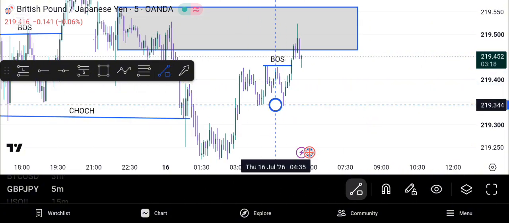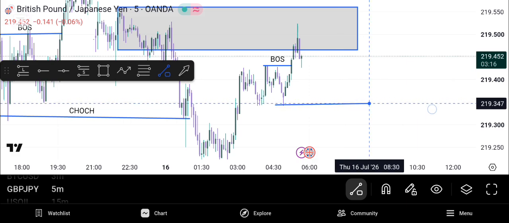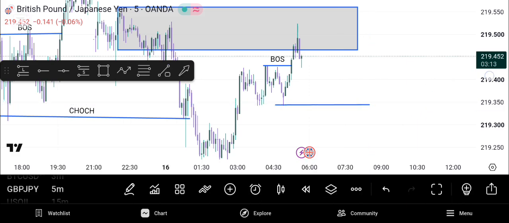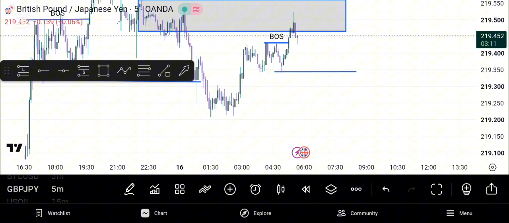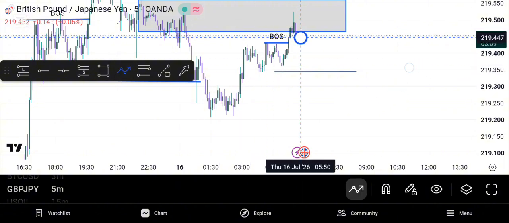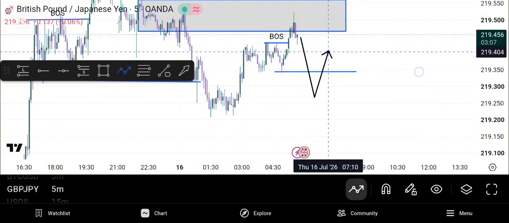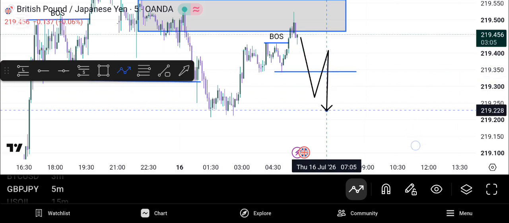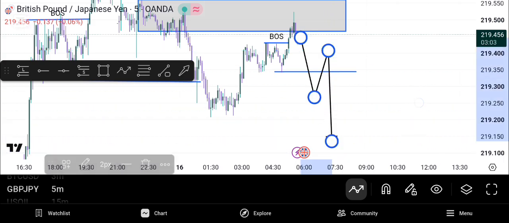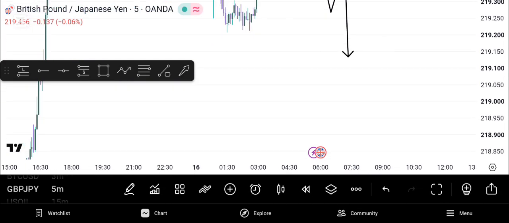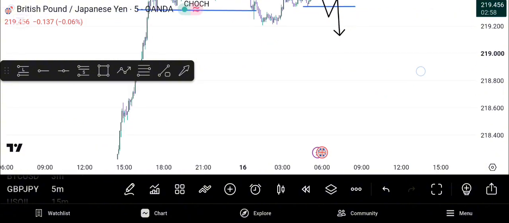I want to see price take out this low. So we're going to be patient for price to take out that low. Now when price takes out that low, this is what I want to see. I want to see price take out this low and then start going back to the new demand that will form somewhere around there, and then we're going to sell this market. We'll be selling this market and taking profit.